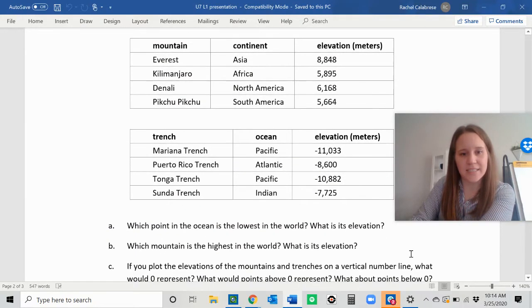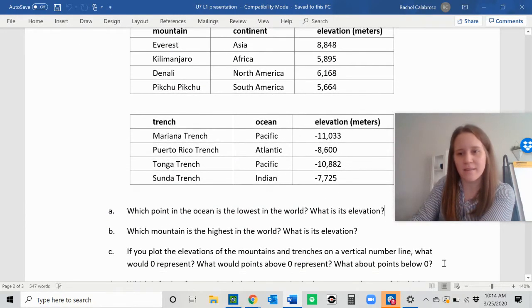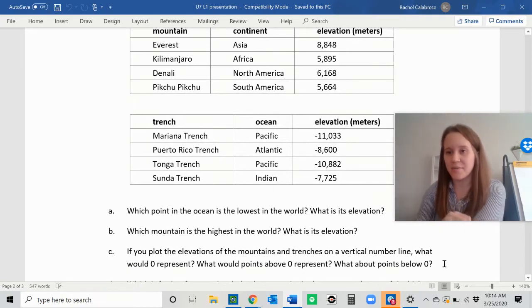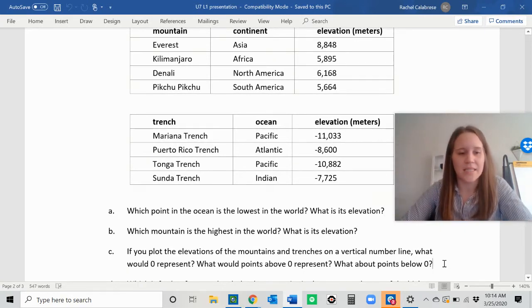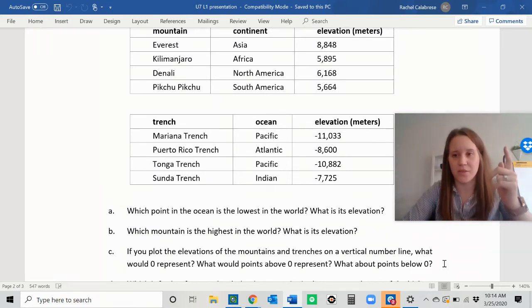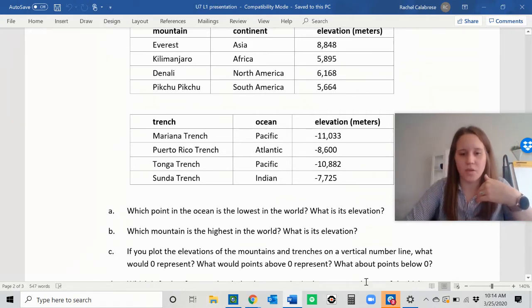Take a look at C. There are a lot of really good questions here. We're going to talk through them all. C, if you plot the elevations of the mountains and trenches on a vertical number line, what would 0 represent? What would points above 0 represent? And what about points below 0? Cool, this is a great question.